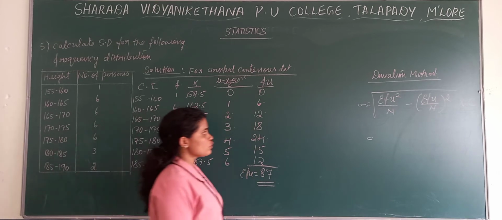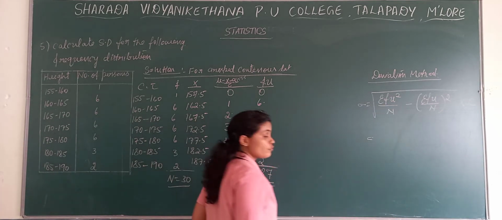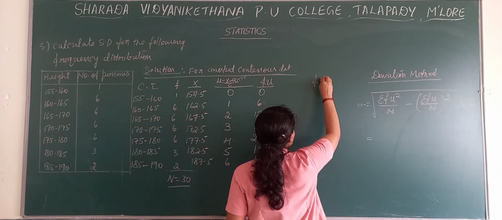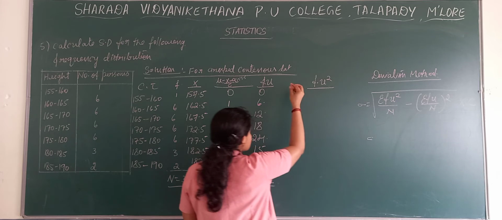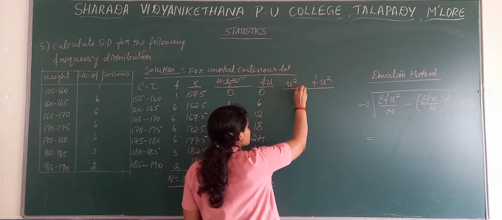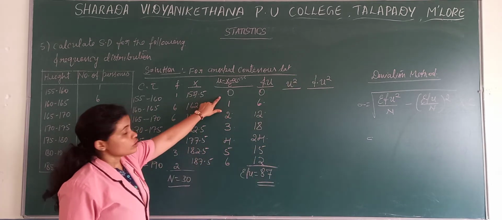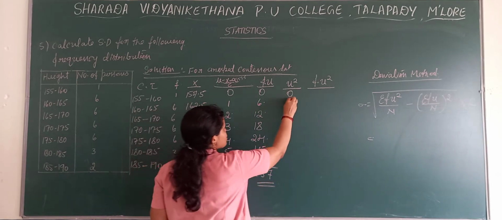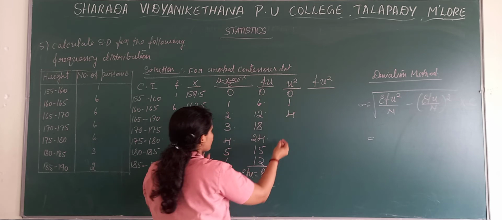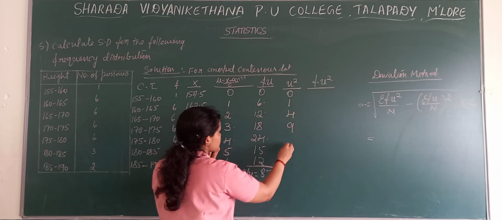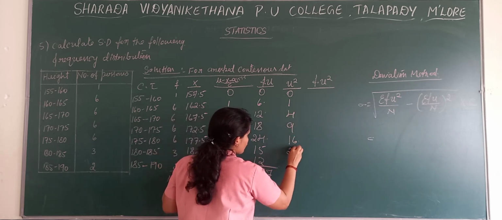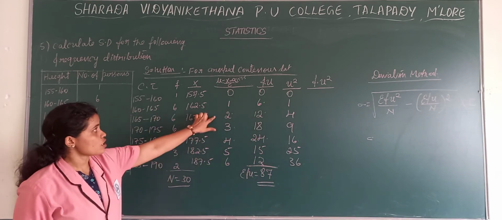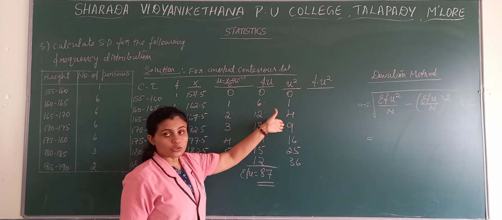Now next we need to prepare the column fu square. There also fu square means f into u square. So firstly we need to find the values of u square. Here we got u as 0, so first one is 0. Next we get 1. Here it is 4 and 9, 16, 25, and last one 36. So these are the u square.